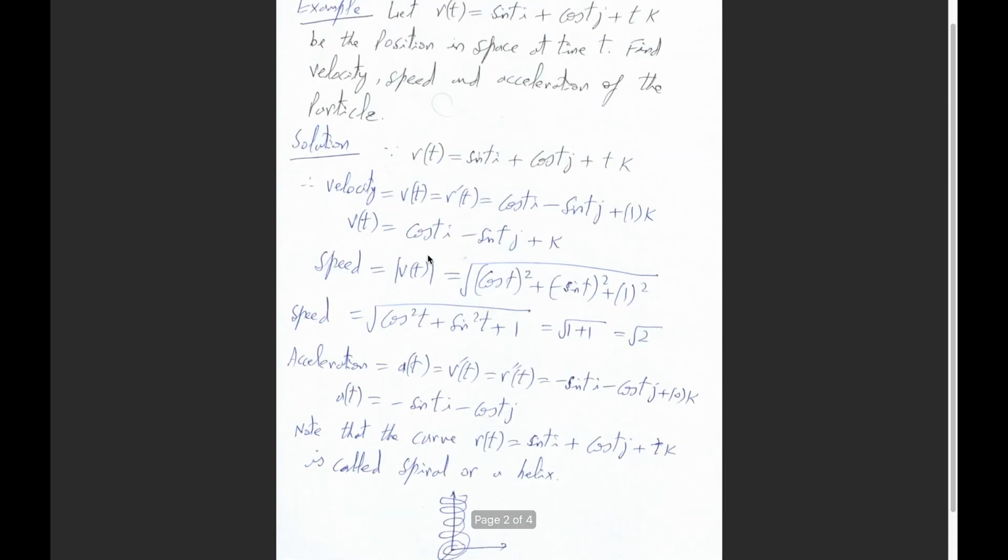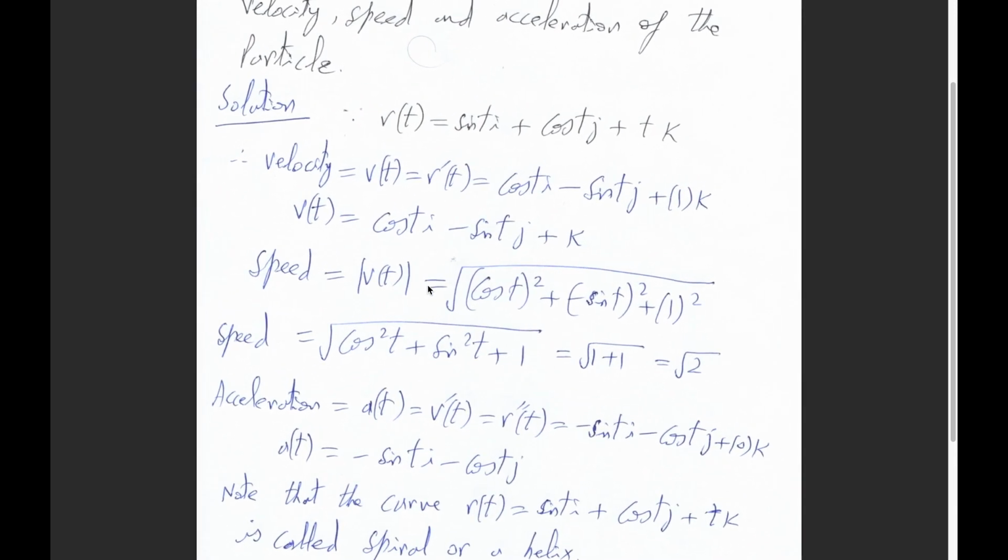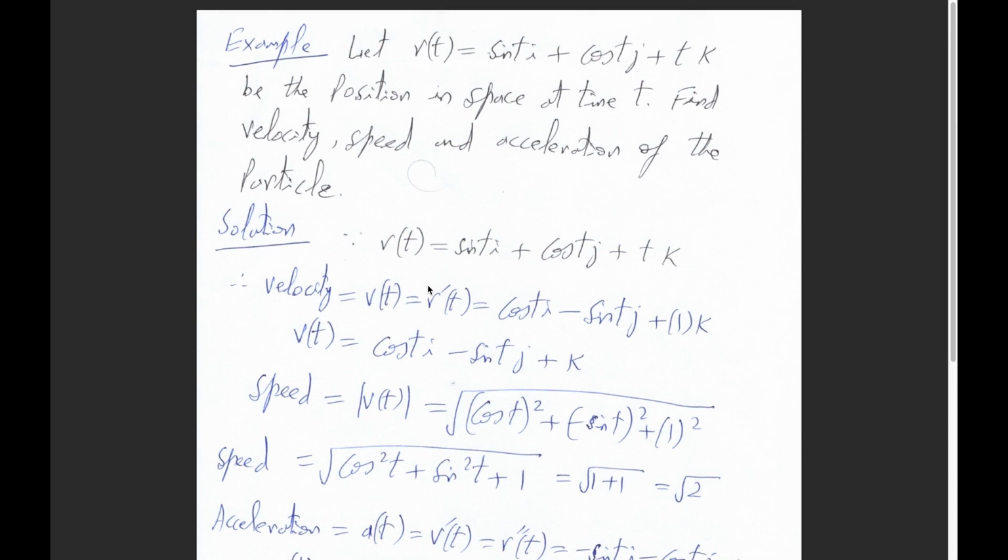Now we will move to the example. Our first example is: let r(t) equal sine t i plus cosine t j plus t k be the position in space at time t. The question is, find the velocity, speed and acceleration of the particle.